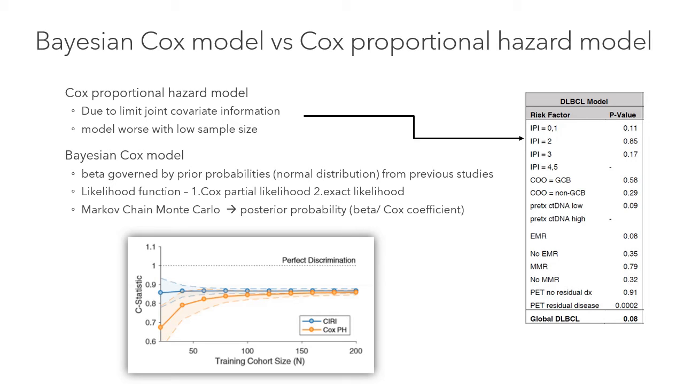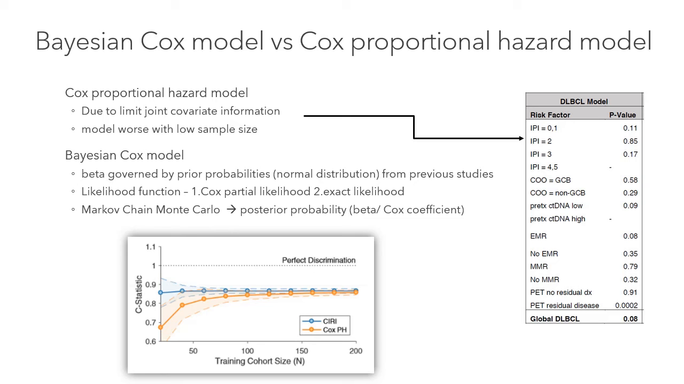But if we use Bayesian Cox model, we will give the model the prior probabilities. These prior probabilities are from previous studies. It's like basic background knowledge that we know prior to the experiment. For example, you know that there are 10 articles that show IPI is significant. So we can use these data as a prior. So if we update this, it will include your background knowledge.